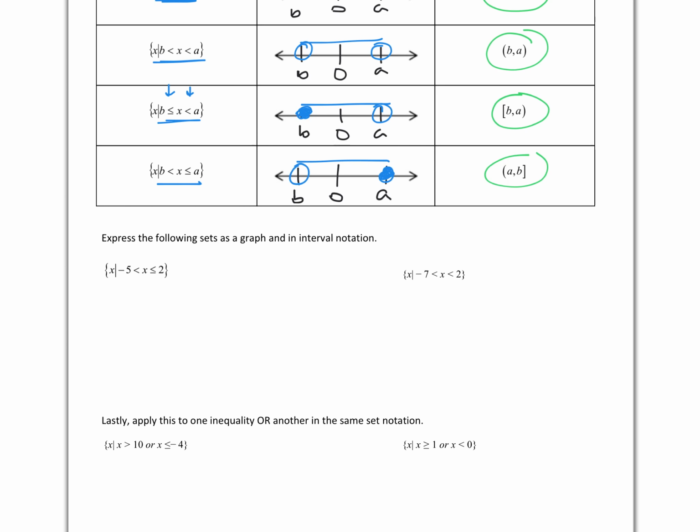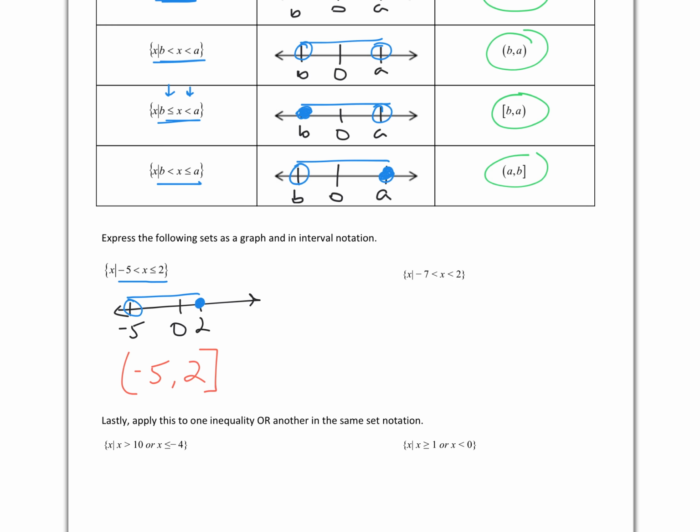Okay, now let's do some examples with different values rather than A and B. Our first one, we define x to be between negative 5 and 2, but can also include 2. Let's write the graph out first. 0, -5, and 2. Don't include -5, include 2, and there we go. Interval notation, -5 is the very lowest point, 2 is the very highest point, -5 has parentheses because it's open, 2 has a bracket because it's closed.